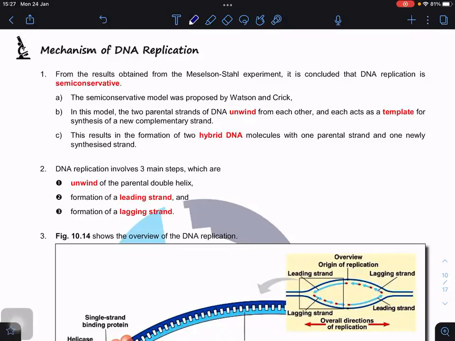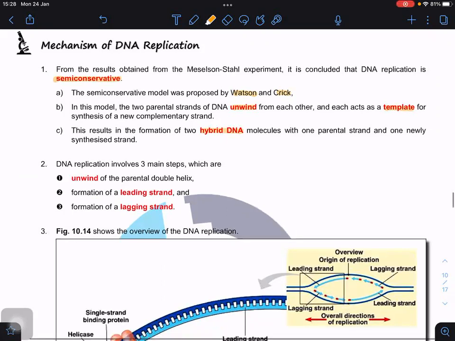So in terms of the mechanism of DNA replication, we do know from the Meselson and Stahl experiment that DNA replication is semi-conservative. This was proposed by Watson and Crick, the two persons who found out the shape and structure of DNA. In this model, the two parental strands must unwind and serve as templates. This results in the formation of two hybrid DNA molecules, each with one parental strand and one newly synthesized strand.